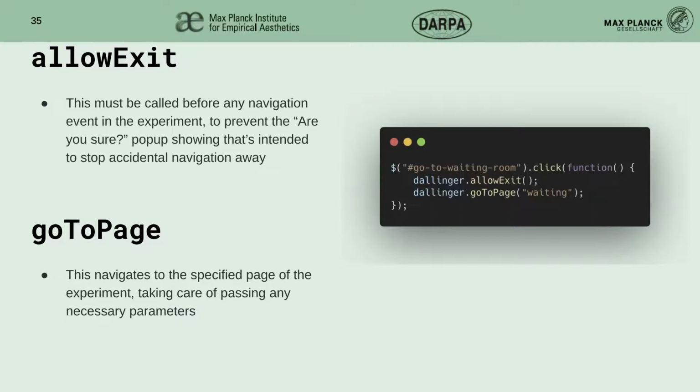GoToPage is pretty self-explanatory. The value is the same as the name of the HTML page. So you'd have GoToPage add, or GoToPage questionnaire, or GoToPage instruct ready, whatever you want. It's custom JavaScript, and that matches exactly with the HTML pages in your templates directory.